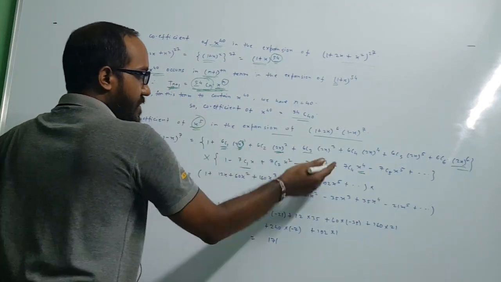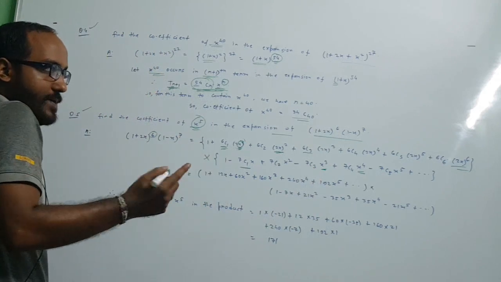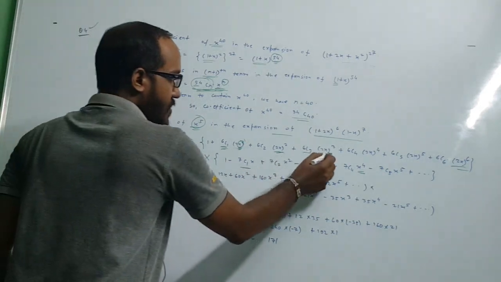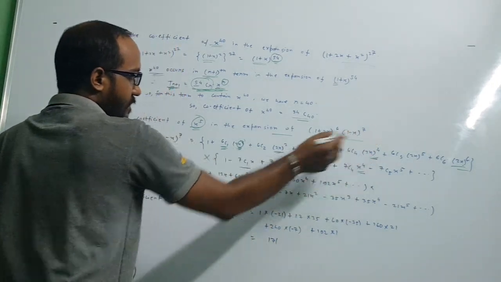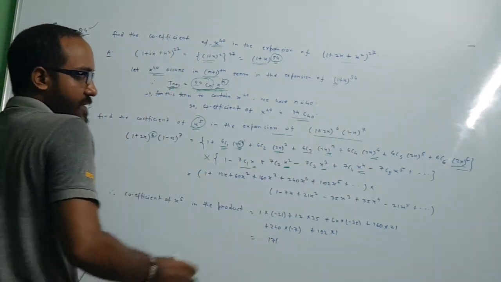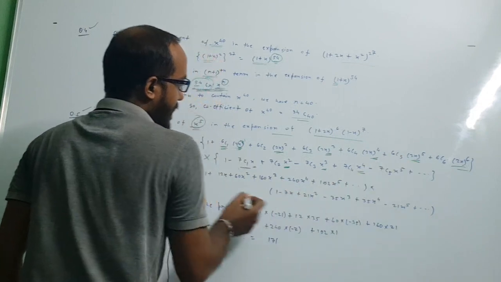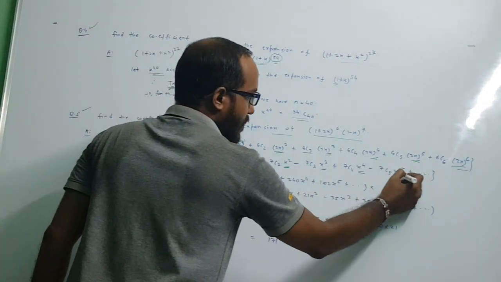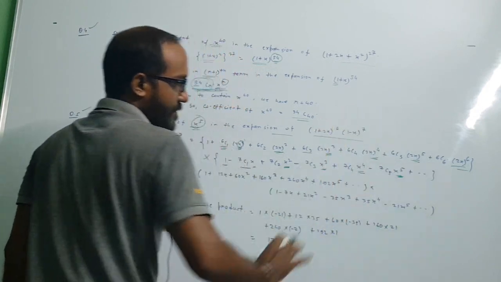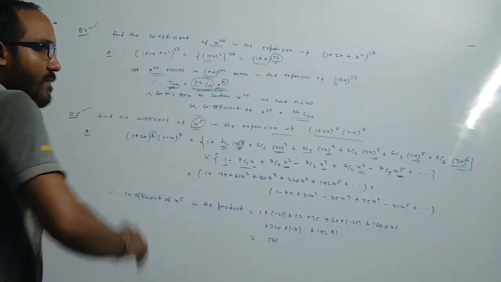X square multiplied by x cube would give your coefficient of x to the power 5. X cube multiplied by x square would give your coefficient of x to the power 5. X to the power 4 multiplied by x would give your coefficient, and x to the power 5 multiplied by 1 would give your coefficient. After that we don't have to break, because we need only x to the power 5.